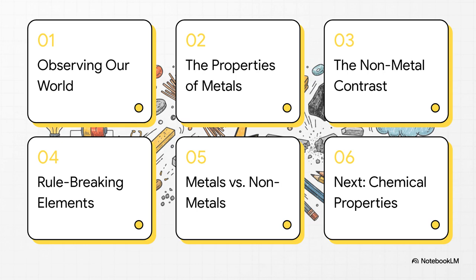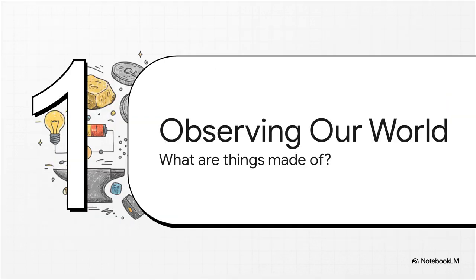So here's our plan for today. First, we'll start by just observing the world. Then, we'll dive deep into the properties of metals. After that, we'll look at nonmetals to see how different they are. We'll also look at some very important rule breakers. These are exceptions that love to show up in exams. Then, we'll do a quick summary, and finally, we'll get ready for our next lesson on chemical properties. Ready? Let's begin.